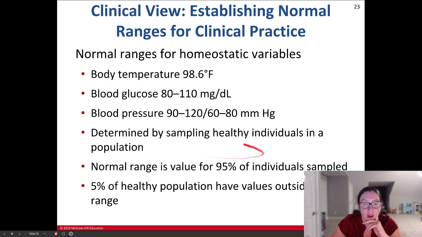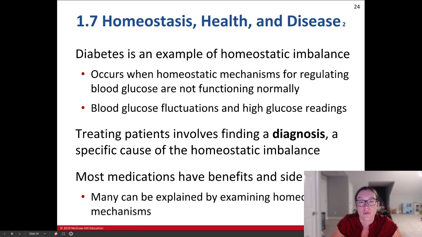And as I said, these normal ranges were determined by sampling random healthy individuals and looking at the confidence intervals. So 95% of normal individuals should fall within these normal ranges. But we do have a couple of people that might have a slightly lower body temperature than normal, or their glucose might be a little bit off. So about 5%, but it's a fairly small percentage, and it should be close to that normal.